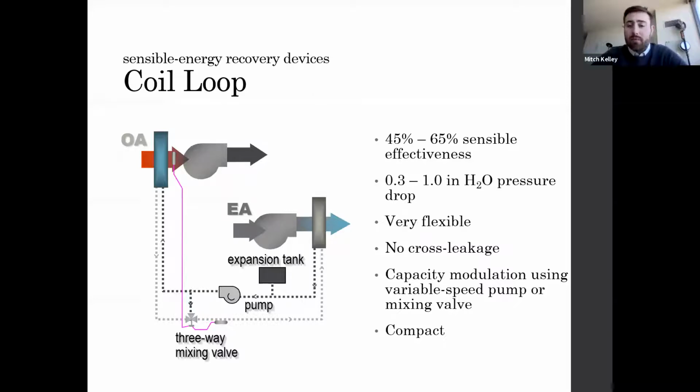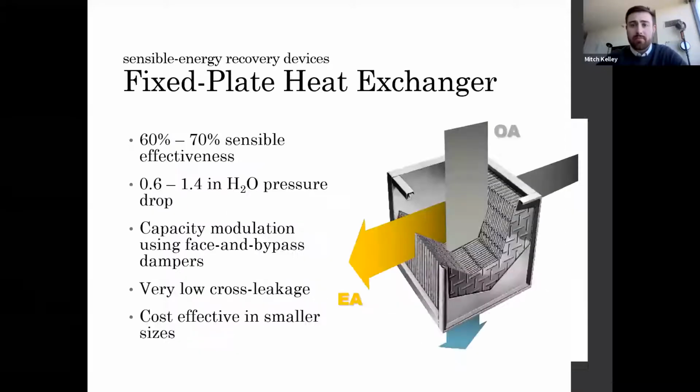Now, the capacity of the coil loop is modulated by varying the speed of the pump or using a 3-way mixing valve as shown here. These coils can be selected for the exact amount of heat transfer required, making them very cost-effective. Finally, coil loops package easily inside of a small compact air handler without the need for major modifications.